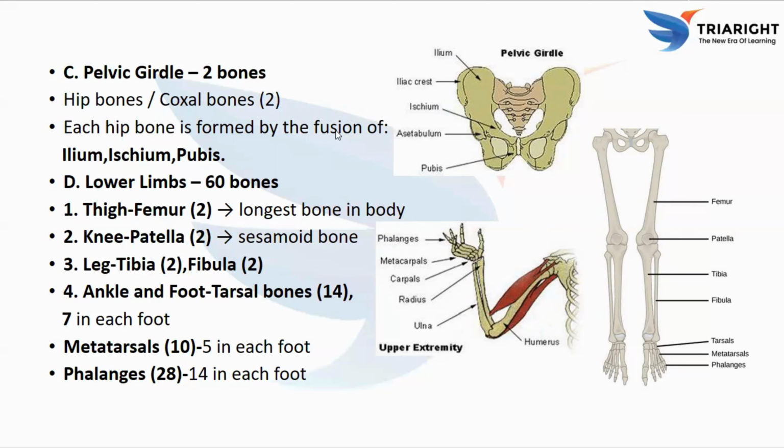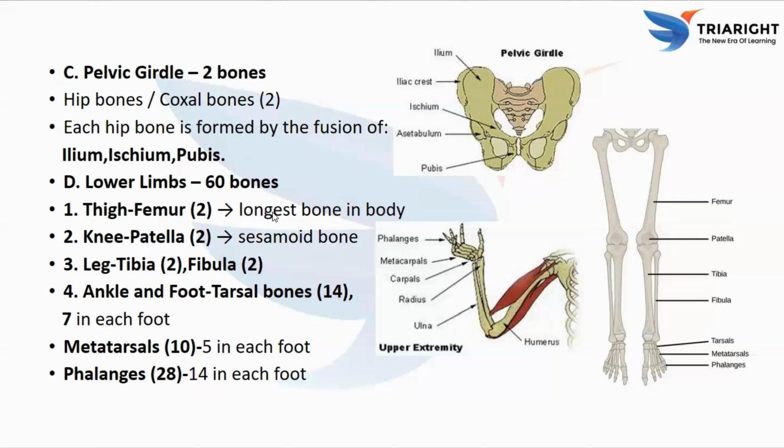So what are the functions of the pelvic girdle? It supports the body weight. It protects the pelvic organs such as the bladder and reproductive organs, and it also provides attachment for the lower limbs. Next to the pelvic girdle are the lower limbs, which are made up of 60 bones. The lower limb bones help in standing, walking, running and supporting the entire body weight.